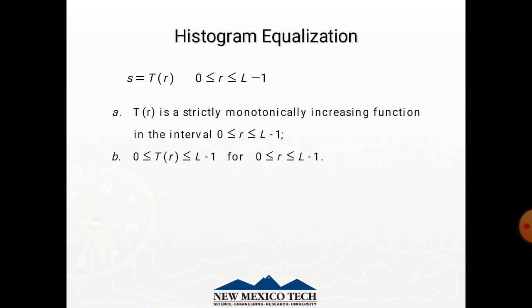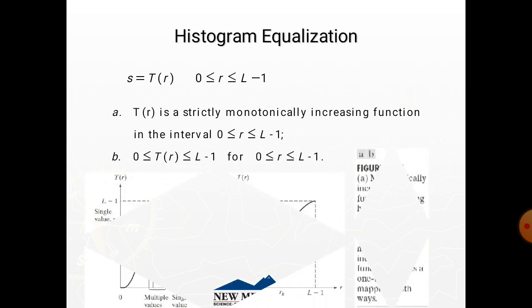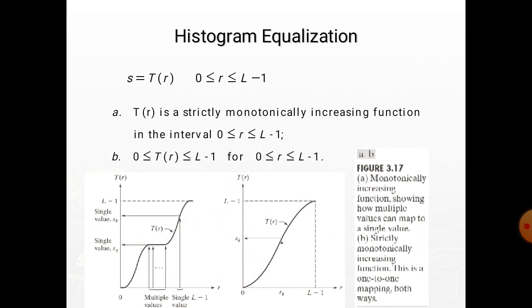So we assume that T(r) is a monotonically increasing function in the interval 0 less than or equal to r less than or equal to L minus 1, and 0 less than or equal to T(r) less than or equal to L minus 1 for 0 less than or equal to r less than or equal to L minus 1. In some formulations to be discussed later, we use the inverse, r equal to T raised to minus 1 of s, where 0 less than or equal to s less than or equal to L minus 1.